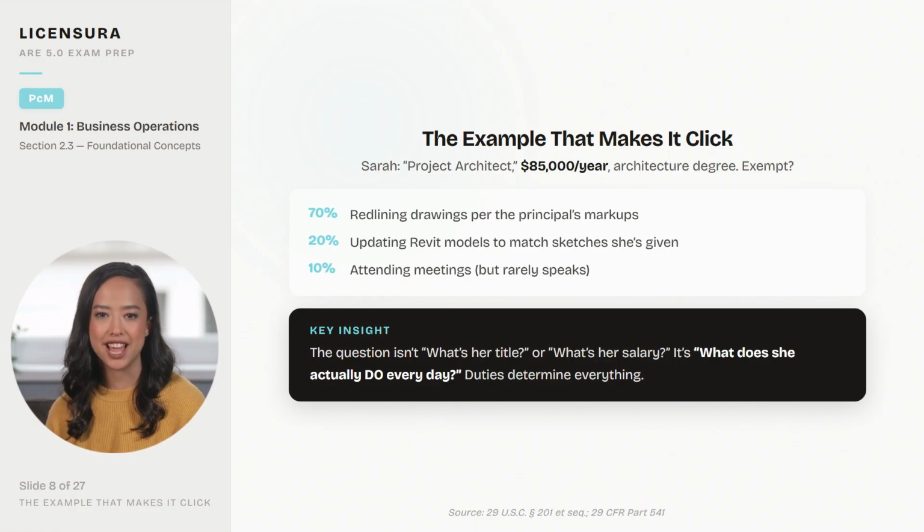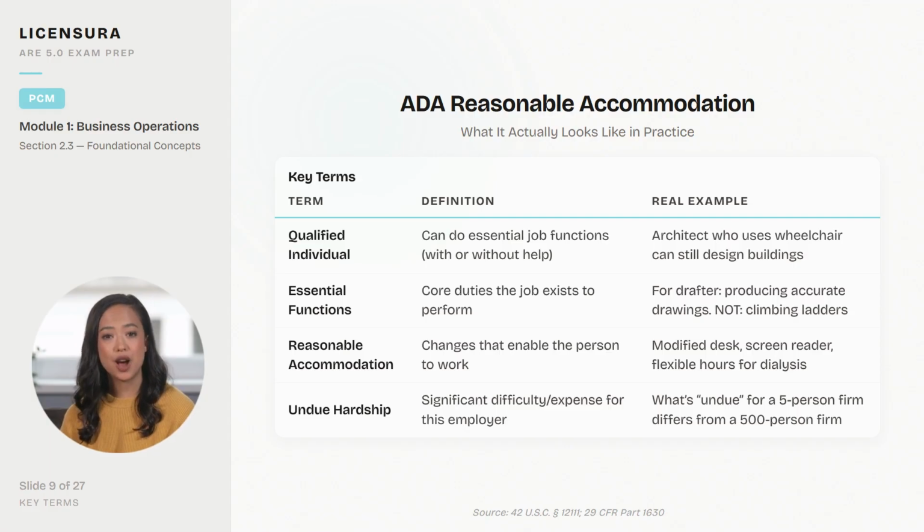From overtime rules, let's move to disability accommodation. Next up, what the ADA actually requires when an employee has a disability, and what reasonable accommodation really looks like in an architecture firm. The ADA requires employers to provide reasonable accommodation to qualified employees with disabilities, unless it causes undue hardship. Now, those terms might sound vague, but they actually have pretty specific meanings, and you definitely need to know them for the exam. Let's break them down.